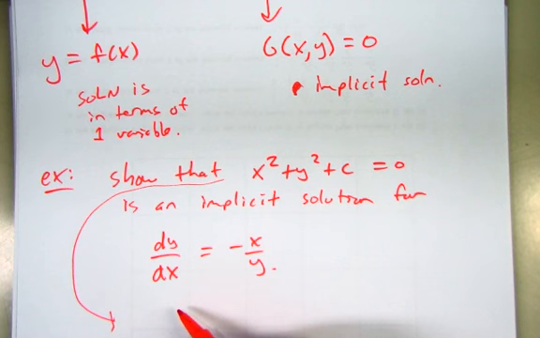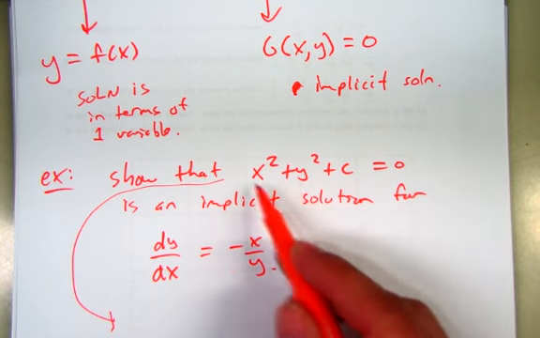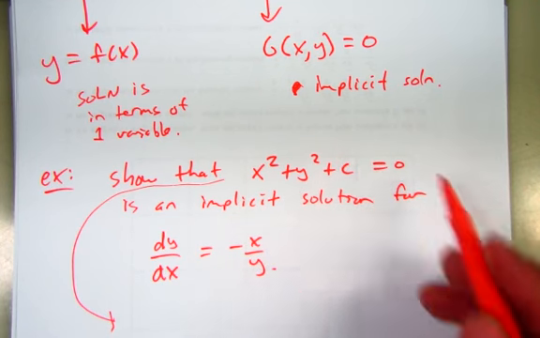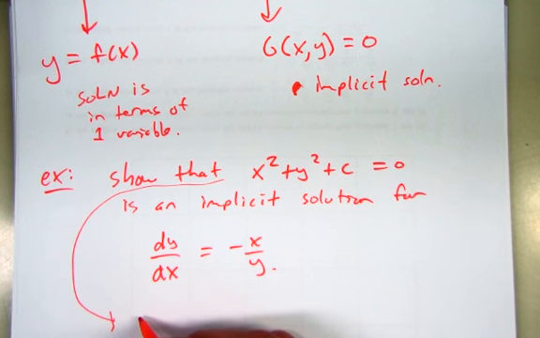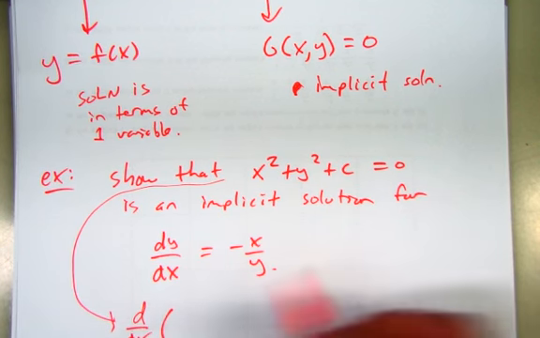Okay, so if we're going to find dy dx here, you'd have to do it how? Solve for y. Or implicitly. Implicit might be a little easier.